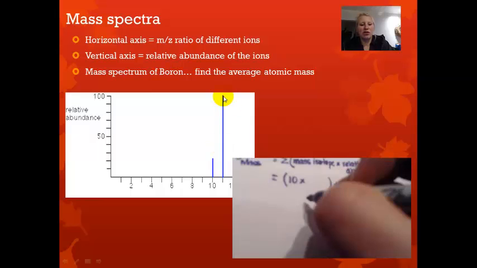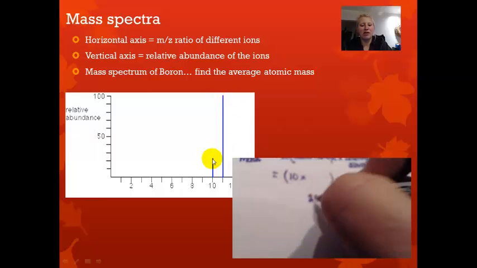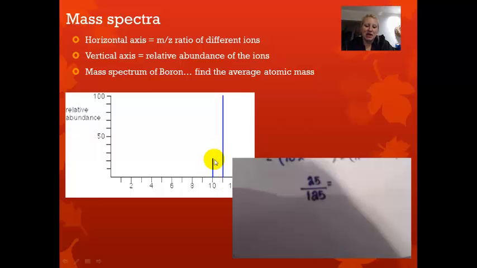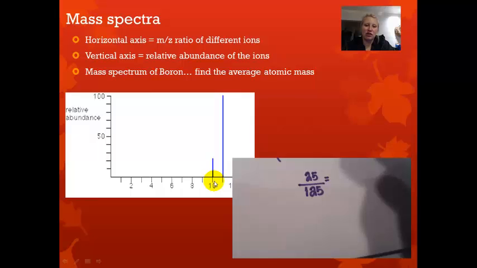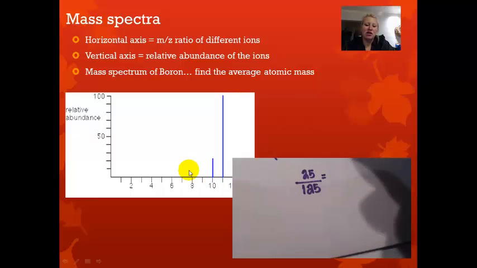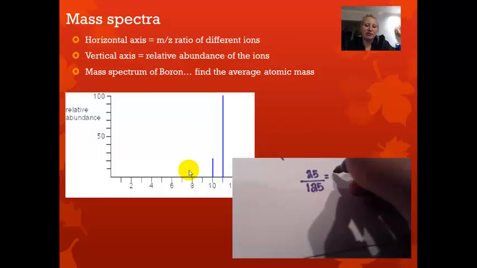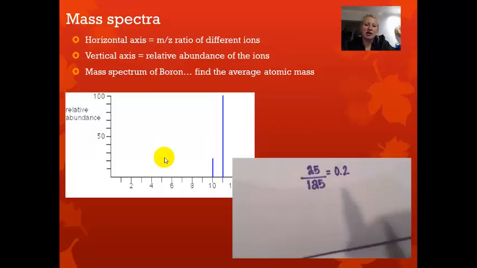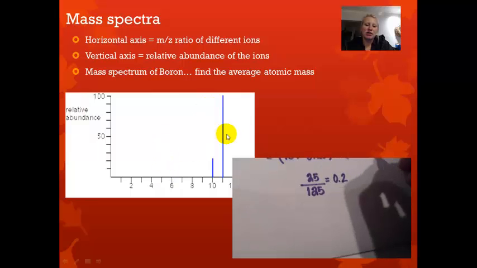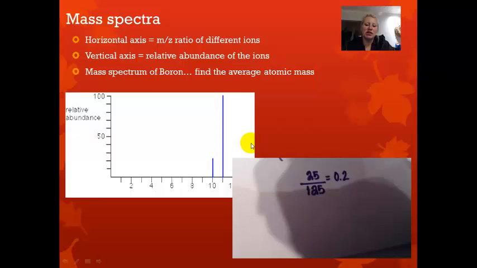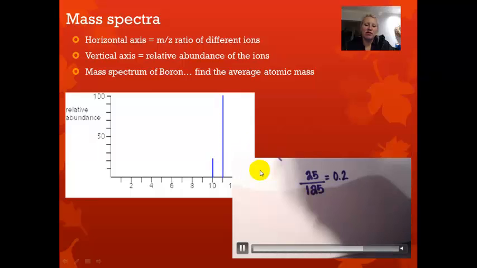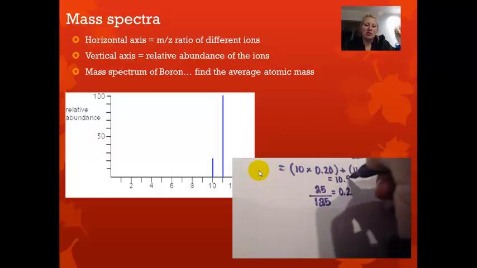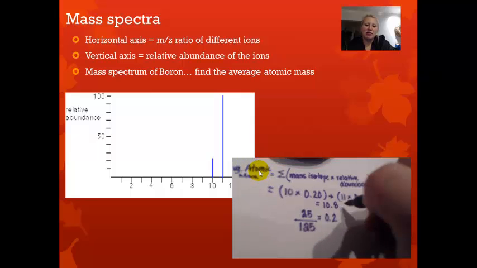So if you look at the total, 100 plus about 25, we can see that the percent of the isotope with mass 10 is going to be 25 over 125, which is the total. So when you divide this, you get 0.20. Because they have to add up to 100%, you know that this one must be 80% or 0.80. And so when you plug these into our formula for relative abundance, we get an average atomic mass of 10.8 AMU.